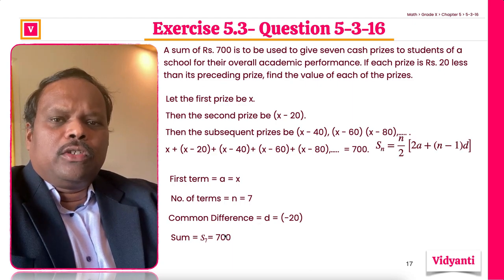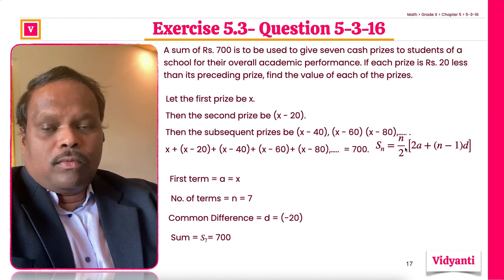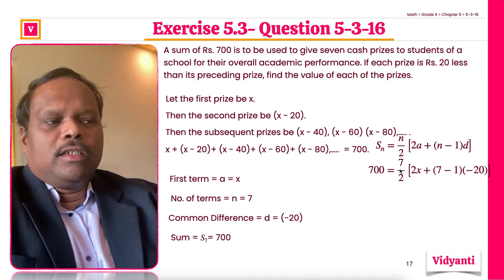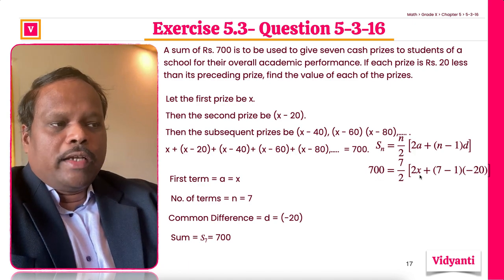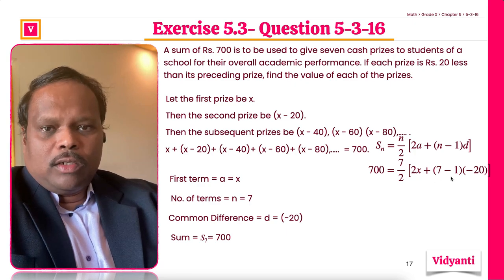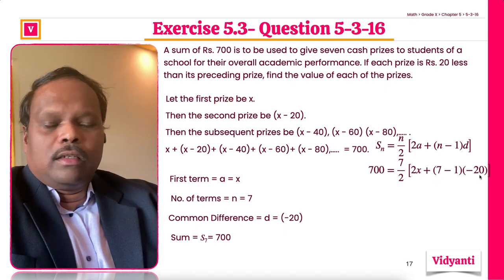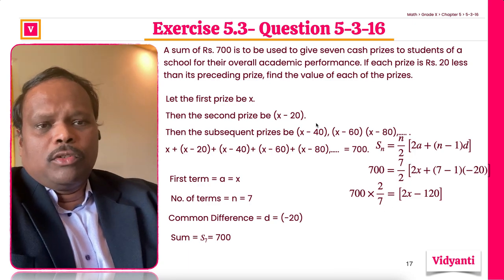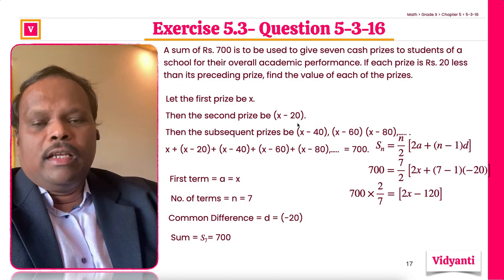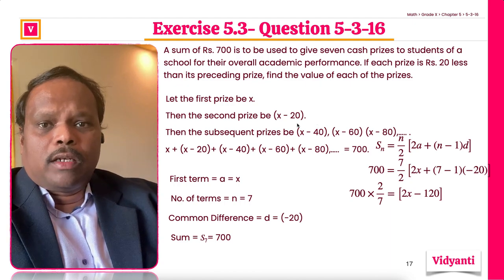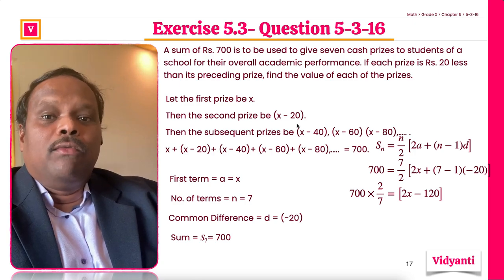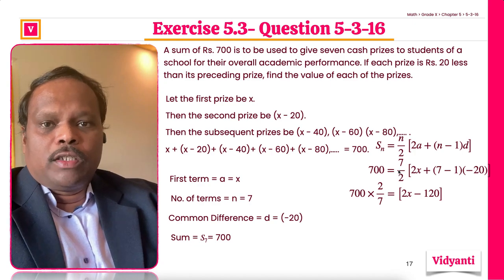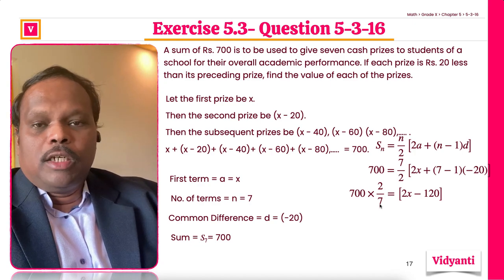Now let's use the formula for the sum of first n terms of an arithmetic progression. Let's plug in the values and see what happens. So 700 is equal to n by 2, which is 7 by 2, times twice the first term x, plus 7 minus 1, because n minus 1 is 7 minus 1, times d, which is negative 20. Let us transfer this 7 by 2 to the opposite side. Technically we are dividing by 7 by 2, and dividing by a fraction is multiplying by its reciprocal. So rather than dividing by 7 by 2, we will multiply by 2 over 7, the flipped version, numerator exchanged with denominator.